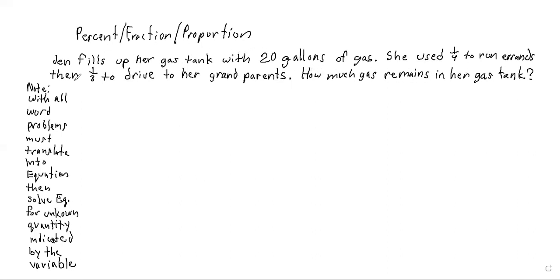With any word problem, we have to realize one thing, which I put in a note on the side. With all word problems, we must translate it to an equation and then solve the equation for the unknown. So this is a word problem, and we have to translate this into an equation. It says we start off with 20 gallons, so we're going to write 20.